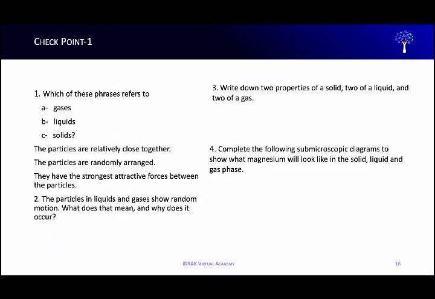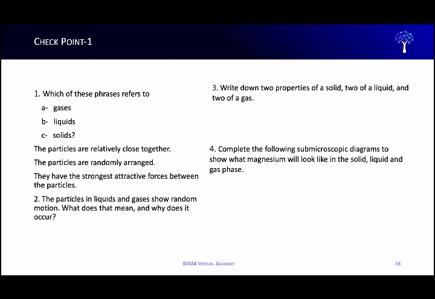Okay, let's look at those applications. Which of these phrases refers to gases, liquids, and solids? So we know that the particles in a gas are randomly arranged. They can move freely. Particles in a liquid are relatively close to each other, and the particles in a solid are quite close to each other. They have strong forces of attraction between them.